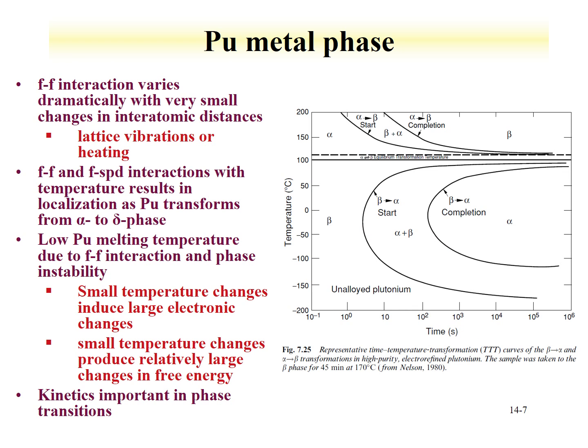As we mentioned, these f electrons' behaviors change with lattice vibrations or heating, so they can be manifest and reached by just heating the sample of plutonium, resulting in these different phases. And these interactions with temperature result in the phase transformations between the alpha all the way to the other phases that are present. These small temperature changes can induce large electronic changes, and they produce relatively large free energy changes.